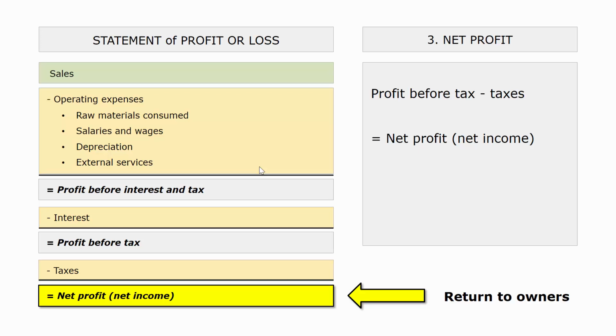This is what is left over to provide a return to shareholders in the form of dividends and to finance future growth in the form of retained profits. It is the wealth generated by the company during the accounting period.